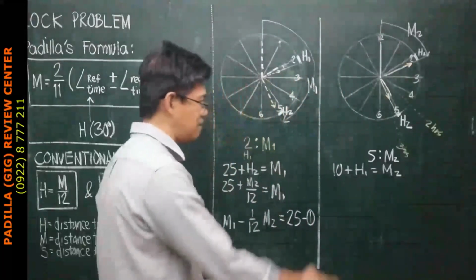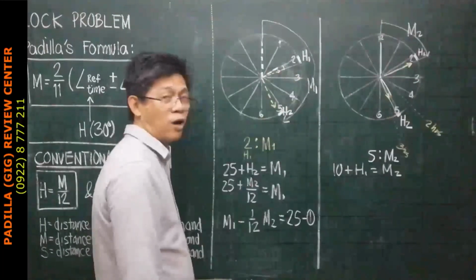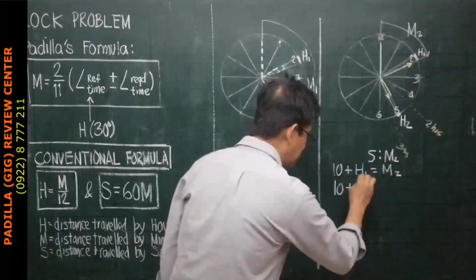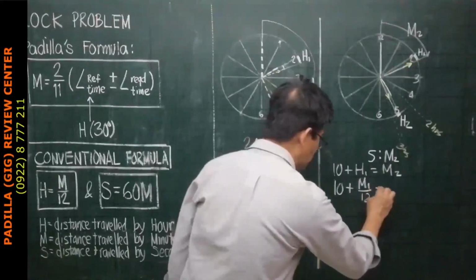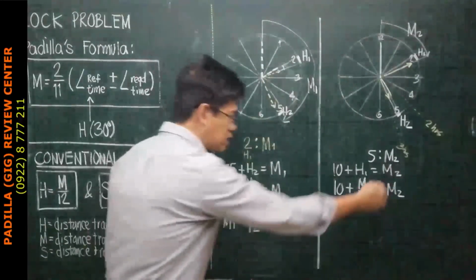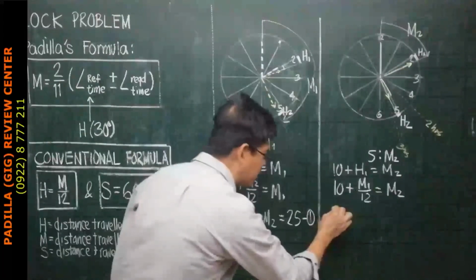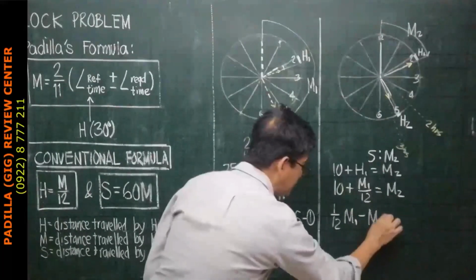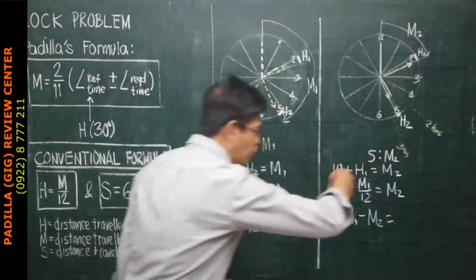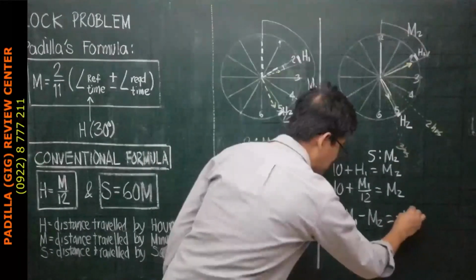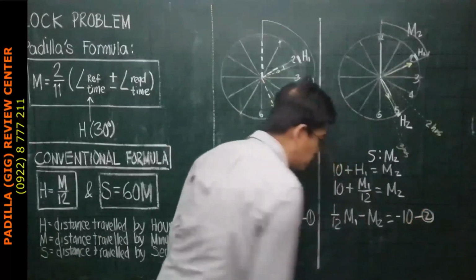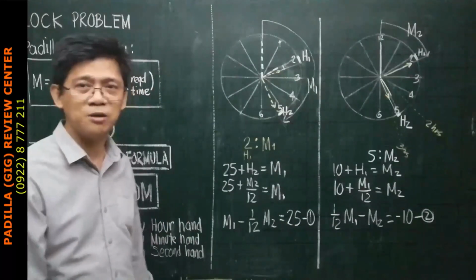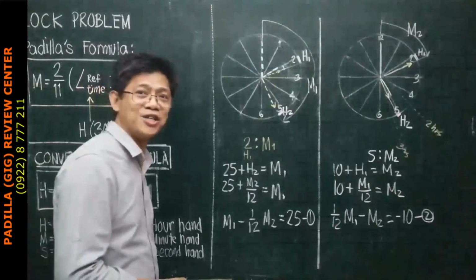On the other hand here, H1 is M1 over 12. So this is 10 plus M1 over 12 is equal to M2. Transpose this to the left, we will have here 1/12 of M1 minus M2 is equal to, move this to the right, minus 10. This is equation 2. So, two equations, two unknowns, you solve that by calculator or by any other means. Wag lang kopya, wag lang cheating, ha?